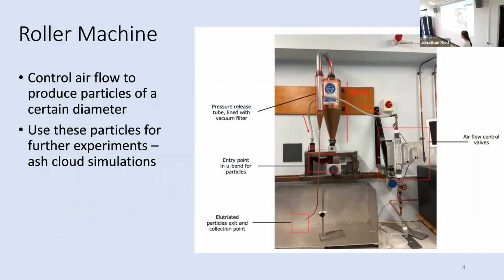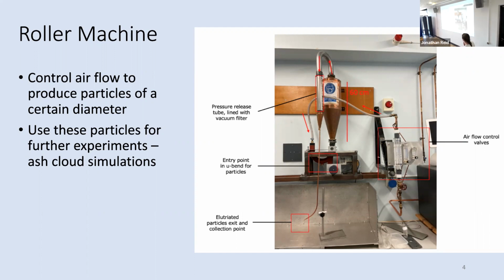So first of all, this is the roller machine, which we've designed to generate fine particles in the lab here in Bristol. Basically how this works is we put the ash particles in here and they sit in this U-bend. Then we can control the airflow going in through these valves. We've done some calculations, and you put in a specific airflow and it elutriates the particles, they come up here, down the tube and they spit out the size range that you're looking for. And it has been working.